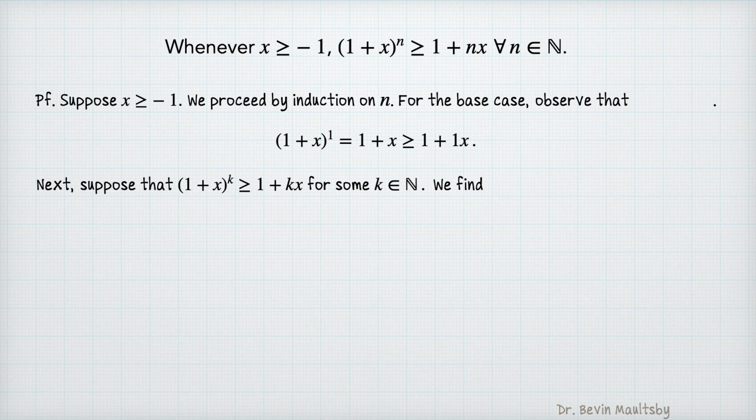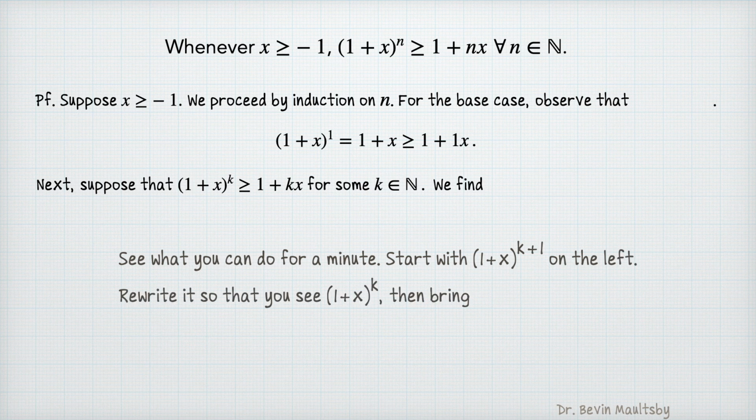Next, taking the reader to the inductive hypothesis. Suppose that (1 + x)^k is greater than or equal to 1 + kx for some k from the set of natural numbers. Okay, again, if you haven't worked through this, go ahead and see if you can do the inductive step. Start with the left-hand side, (1 + x)^(k+1). In a manner sort of similar to example 2, see if you can peel something off to bring in the left-hand side from our inductive hypothesis and proceed from there.